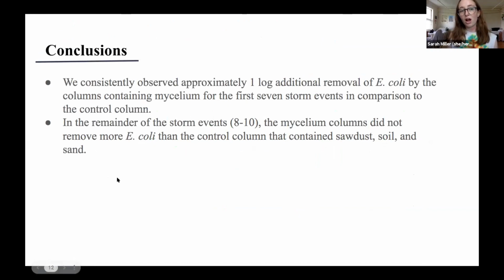So for the first 7 storm events, we observed approximately 1 log of additional removal of E. coli by the mycelium packed columns as compared to the controls in the experiment. However, in the remainder of the storm events, which are storm events 8 through 10, we did not see more removal of E. coli by the mycelium columns than the controls.